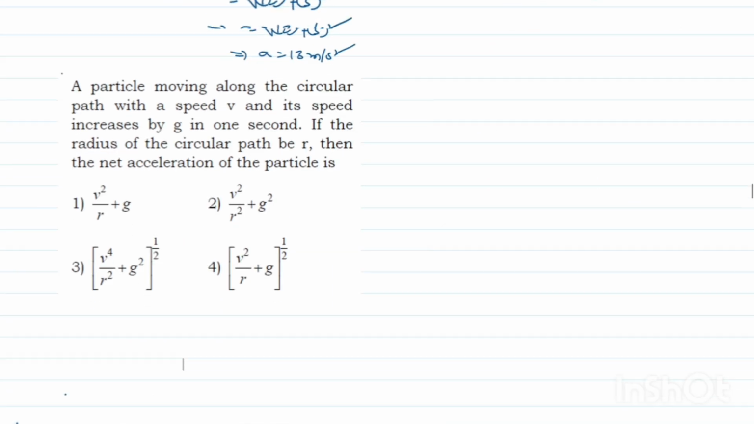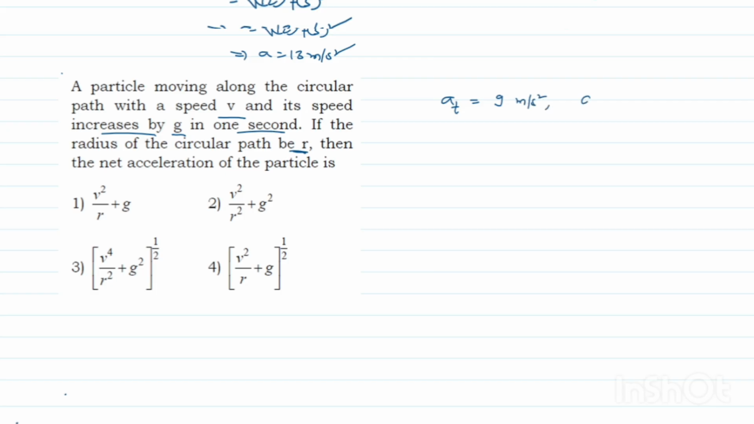Let us take the next question. A particle moving along a circular path with a speed v, and its speed increases by g in 1 second. If the radius of the circular path is r, then they are asking for the net acceleration of the particle. Speed increasing at the rate given means tangential acceleration is given, that is g meter per second square.